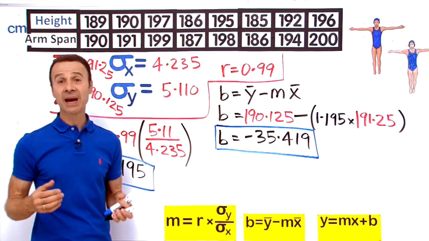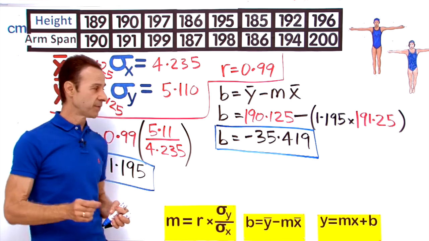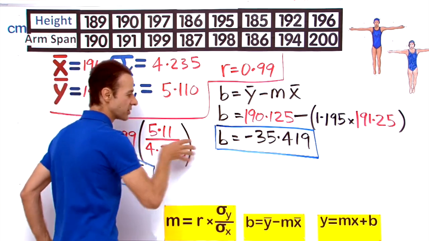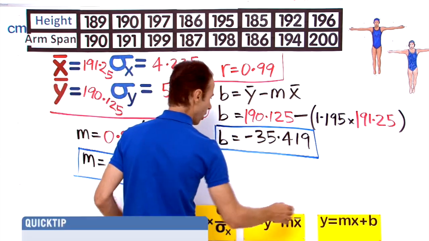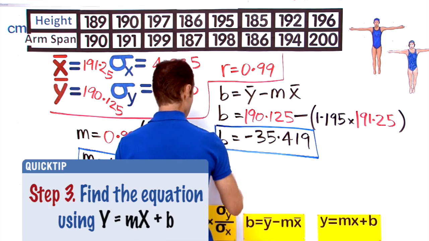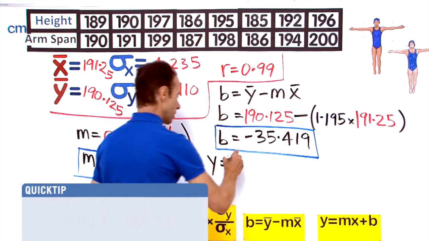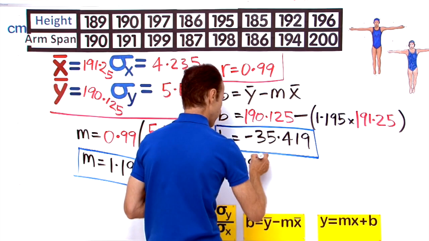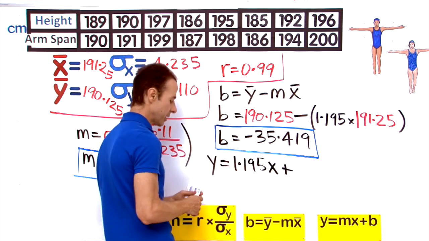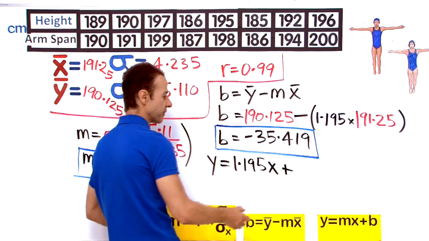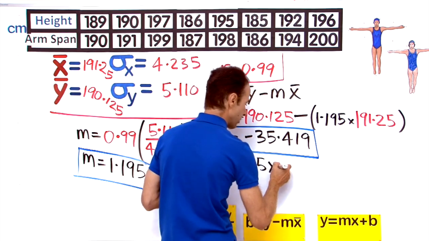Now all we have to do is work out the equation for the least squares line of best fit. To do that, we just take these 2 and drag and drop them into y equals mx plus b. So let's put it straight in there. So y equals m, the gradient, 1.195 x plus, well actually it's a minus, so I'm going to correct that. We have a minus 35.419.